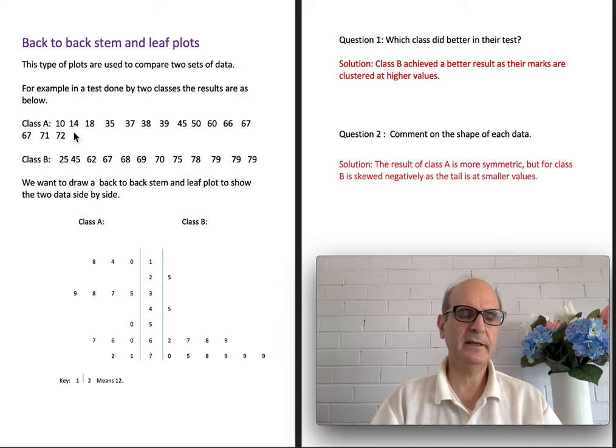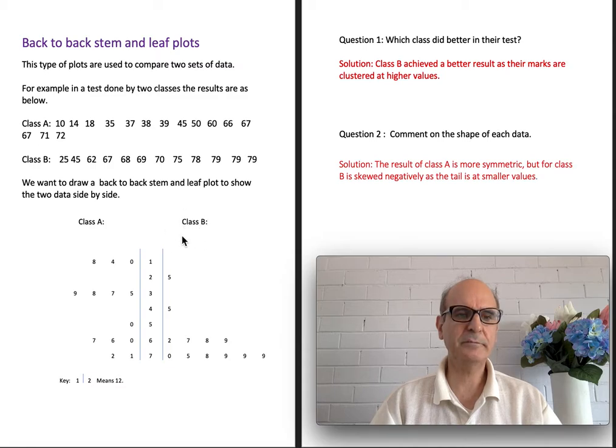This is the test results for class A. The smallest mark is 10, 14, 18, 35, and so on. So we've got 1, 2, 3, 4, 5, 6, 7, 8, 9, 10, 11, 12, 13, 14, 15. 15 students in class A. And this is the test results for class B. We want to show these results on a back-to-back stem and leaf plot.